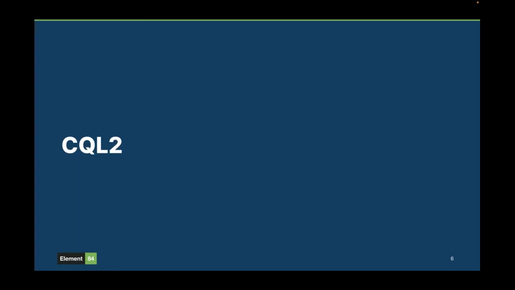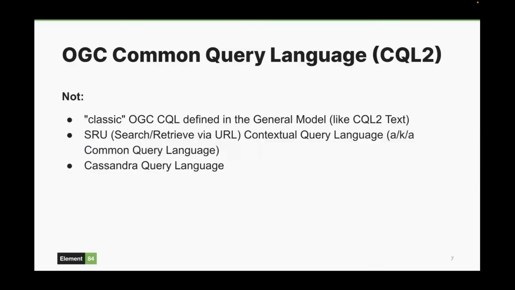So I'm going to start off with a little bit of explanation about what CQL2 actually is. And I'm going to start by saying what CQL2 is not. I want to make this really clear because a couple of years ago, I did an implementation of CQL for a STAC API that I was working on, and I actually misunderstood which CQL we were talking about and implemented a totally different CQL support in my STAC API. So what it is not is the classic OGC CQL as defined in the general model.